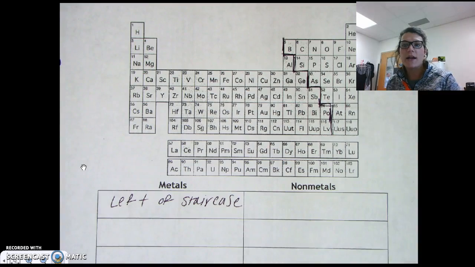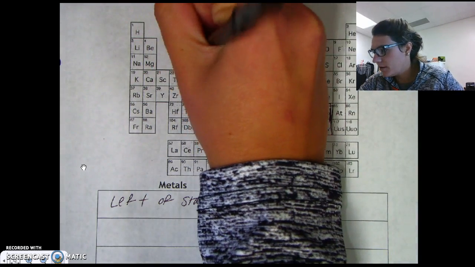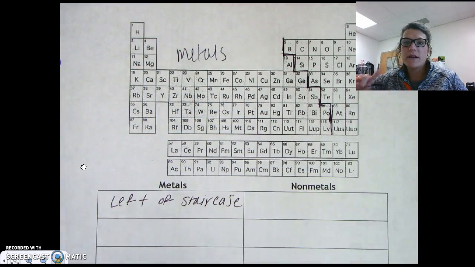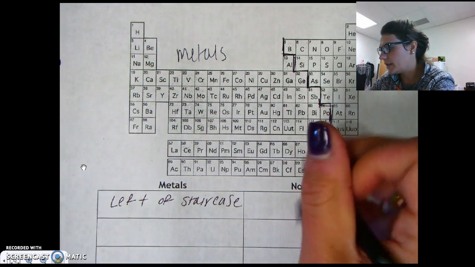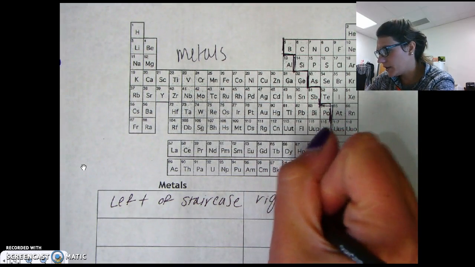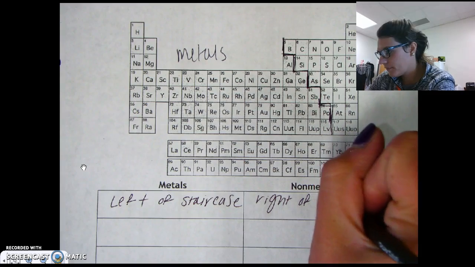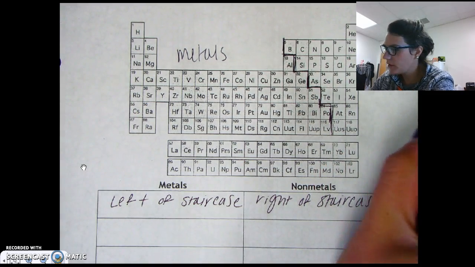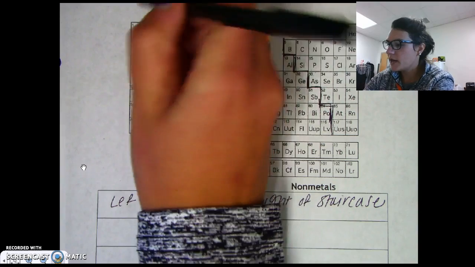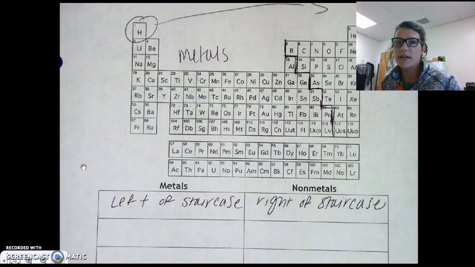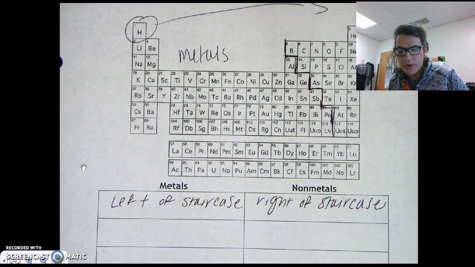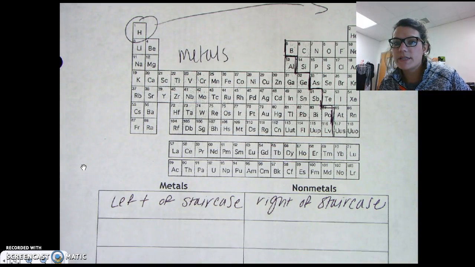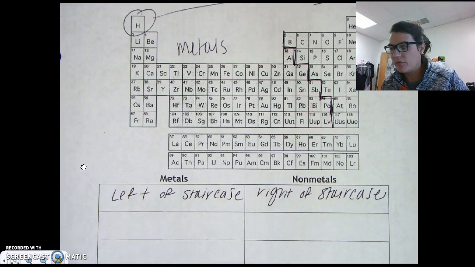So with that being said, if the metals are to the left of the staircase, so this over here are the metals, then that must mean everything to the right of the staircase are my nonmetals. And that's exactly the case. So this is to the right of the staircase, except for this guy, hydrogen. We're going to consider it a nonmetal, obviously, because you've heard of hydrogen gas before. So let's talk about some properties that metals and nonmetals have.